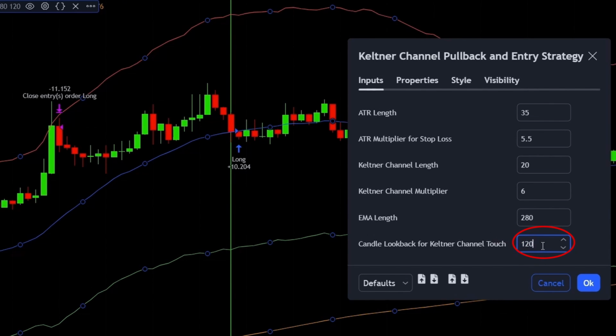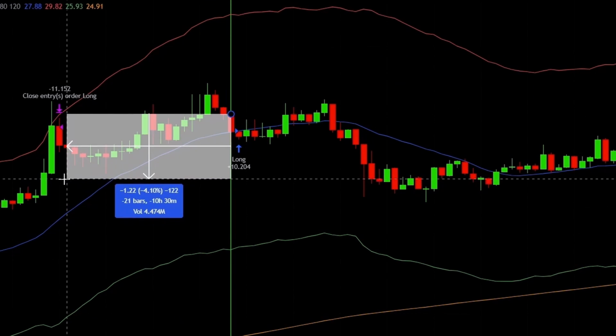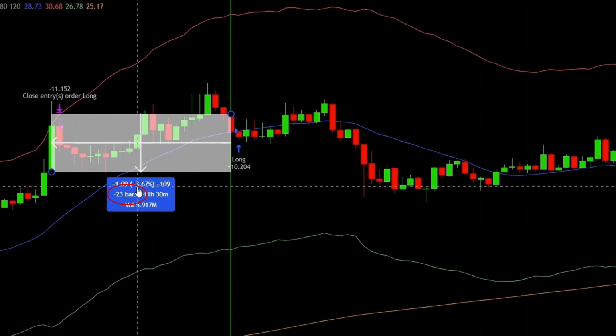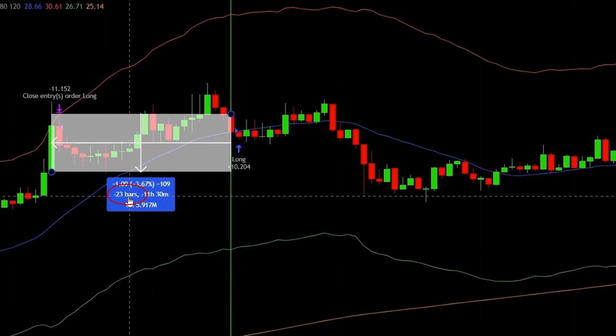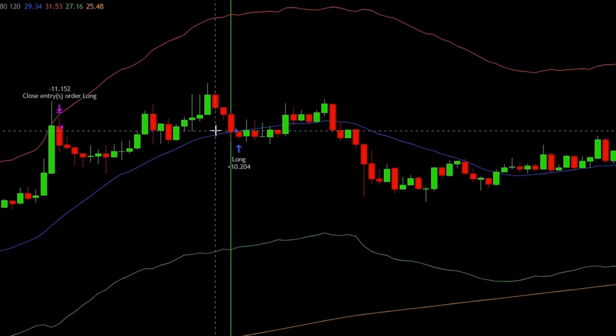Here I have to mention that the pullback can be no further than the set candle value. A valid pullback is set to a maximum of 120 candles. Let's see if we are within the range. The touch was right there, and as you can see, it happened only 23 bars before the middle line touch. So this is well inside the 120 candle range. All of the conditions are met for a valid long entry, so we can enter into a long position at the close of the signal candle or at the open of the next candle.